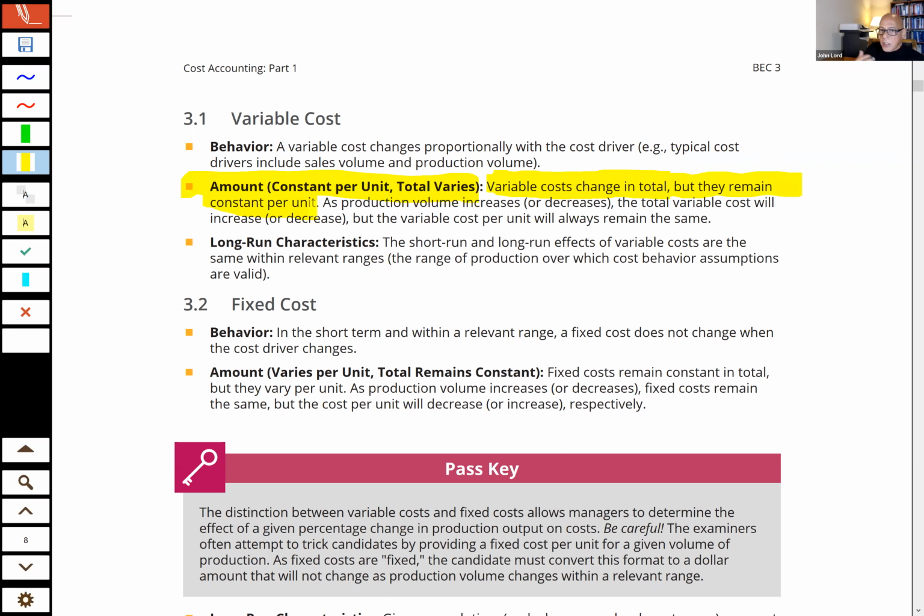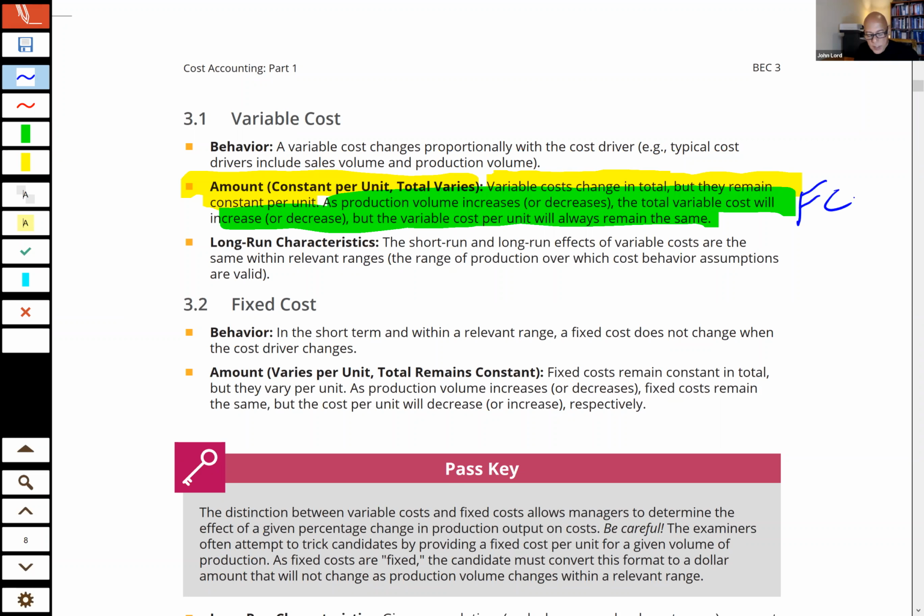So if our variable costs are $5 per unit, no matter how many units we produce, it's going to be $5 per unit. You produce 1 unit, $5. You produce 2 units, the total goes up to 10, but the cost per unit stays the same, doesn't it? So as production volume increases or decreases, the variable cost will increase or decrease, but the variable cost per unit will always remain the same. Flashcard that. I don't know why the exam thinks that's so interesting and likes to try to mess you up with that little thing.